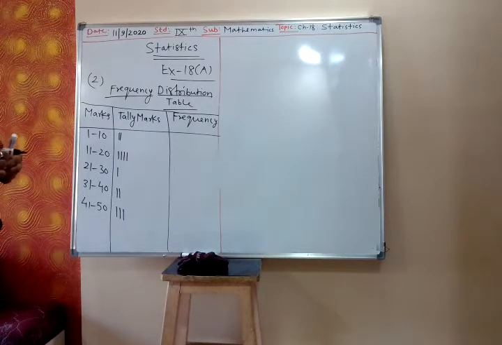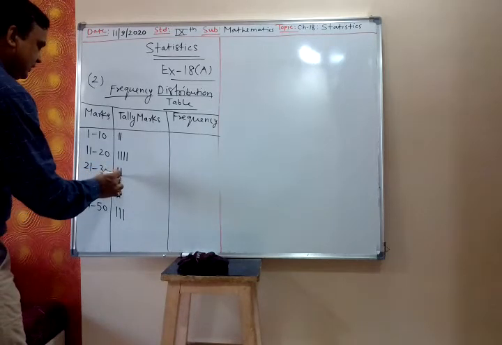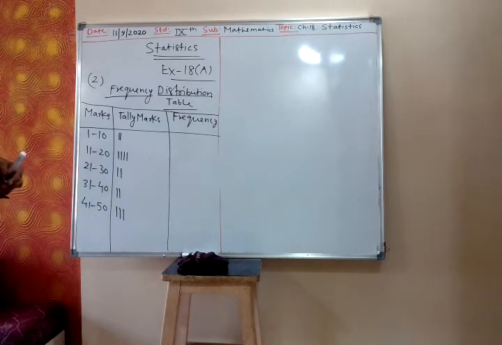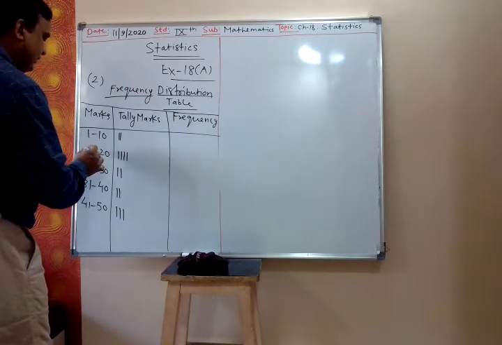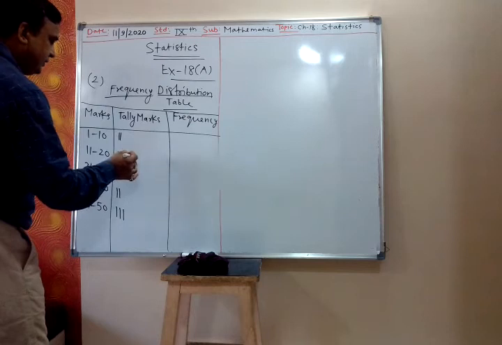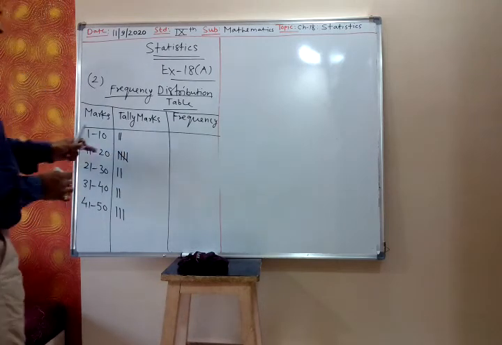Then 30, between 21 to 30. Then 19, between 11 to 20. Now this is the fifth stroke, so you will write across.